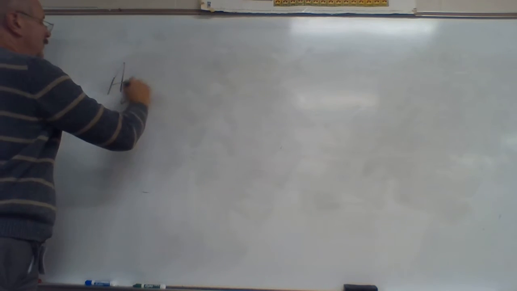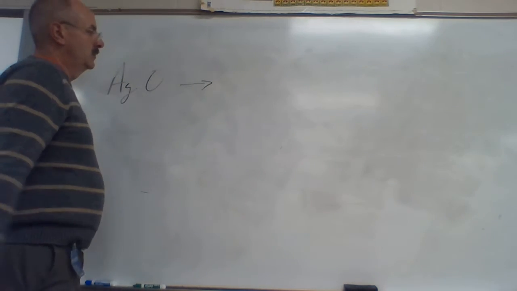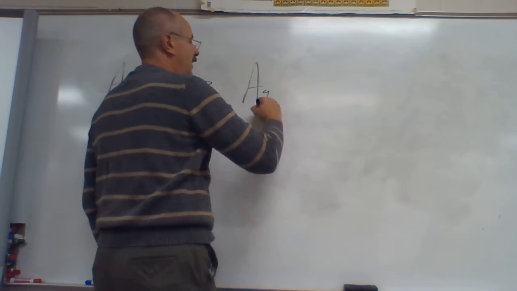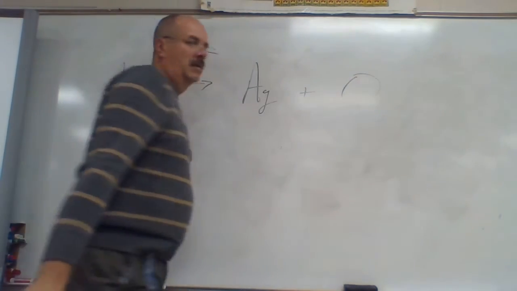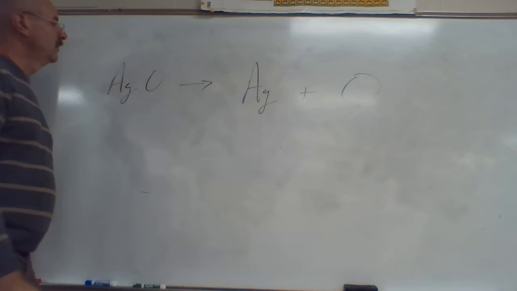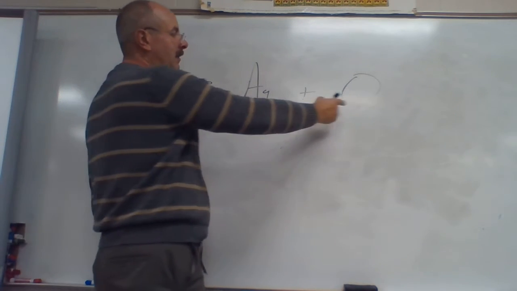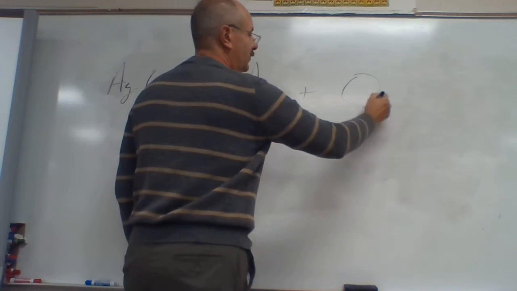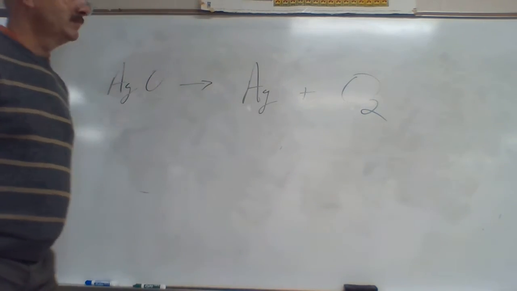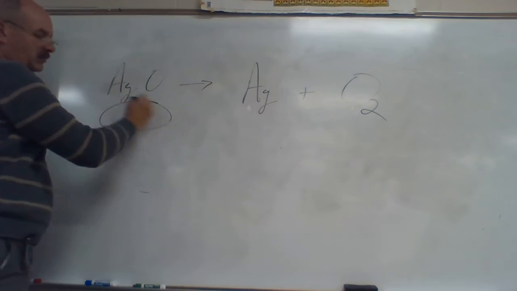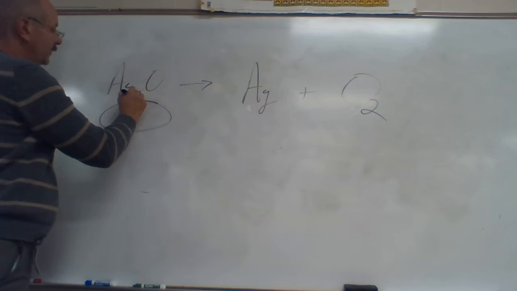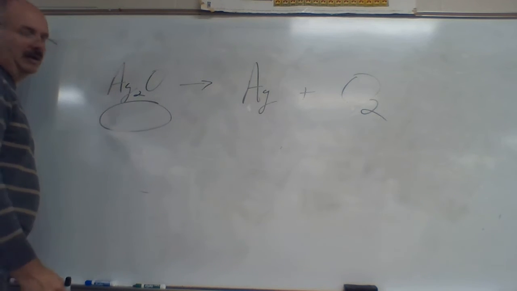Ag2O. We bring them across and separate them. So we've got Ag plus O. Don't bring any numbers across. Now, is Ag diatomic? Nope, it wasn't last time, and it's not this time. Is O diatomic? Yep. So we're going to put a 2 by it. Now we balance it. Whoops, I left my 2 out of here, didn't I? There we go, Ag2O. Sorry.